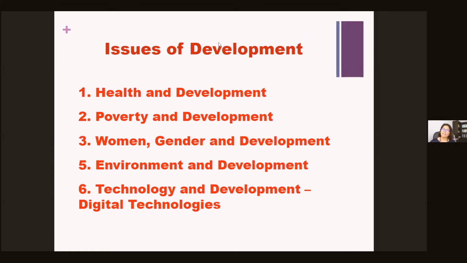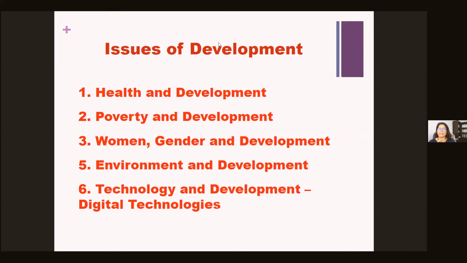Now, these are the issues of development that we'll be looking at. Since we've just been dealing with, or are still in, the ongoing situation with COVID-19, we begin with health and development. What can health tell us about development? After that, we move into poverty and development, women, gender and development, environment and development, and technology and development. We'll be looking specifically at digital technologies.